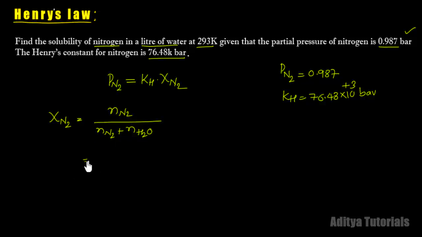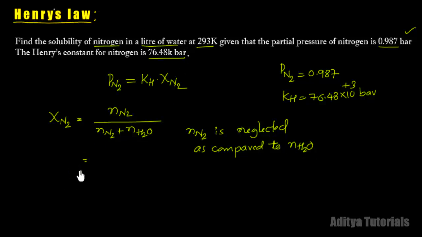Now come to the point. If you compare the number of moles of water and the number of moles of nitrogen, the number of moles of nitrogen is neglected as compared to the number of moles of H2O, because it's a liter of water that we are taking. Therefore the mole fraction of N2 is equal to the number of moles of nitrogen divided by the number of moles of H2O, and the number of moles of nitrogen is what we require.